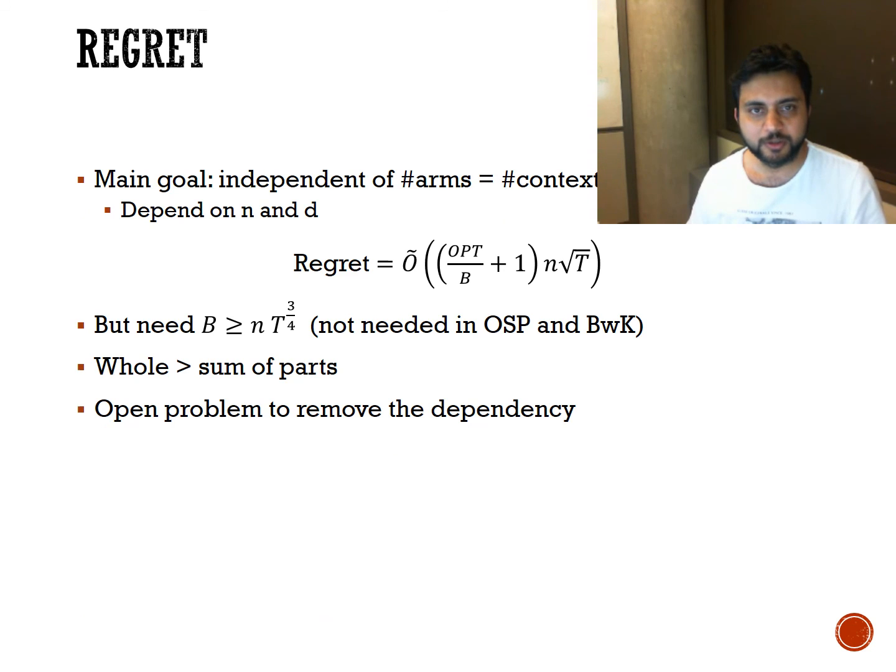The main goal is to get a regret bound that is independent of the number of arms, which in our case is the number of context vectors. The regret we get is of this form here, which is almost optimal. One condition we need for this is that the budget needs to be sufficiently large, which was not needed in the special cases. This indicates that this generalization is indeed more difficult than the special cases, and removing this dependency is an interesting open problem.